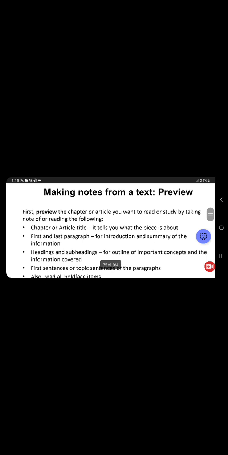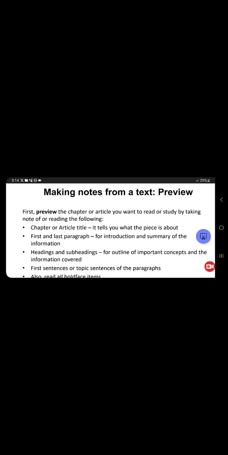So, making notes from a text. First of all, you must preview it. When you say you should preview it, first preview the chapter or the article that you want to read or study by taking note of the following. The chapter or the article title tells you what the piece is about. So when you read the chapter or the article, it tells you what the piece is about.